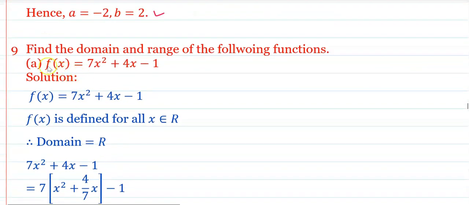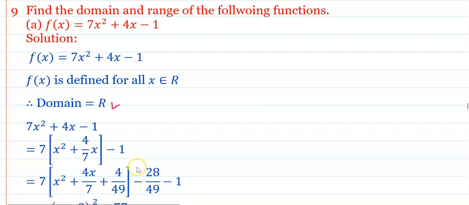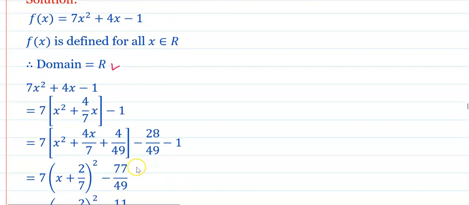Next question, find the domain and the range of the following functions. f of x is equal to 7x square plus 4x minus 1. Okay, f of x is equal to 7x square plus 4x minus 1. f of x is defined for all x belongs to set of real numbers and hence its domain is capital R. Now we want to find out its range.